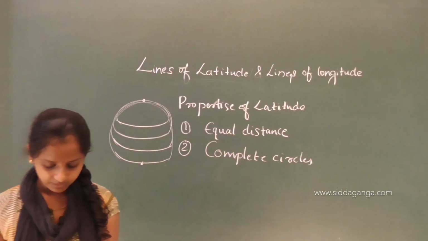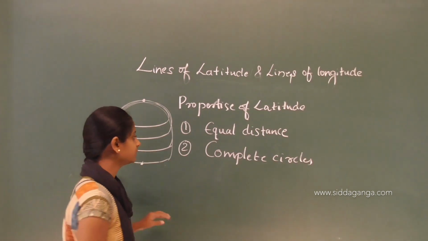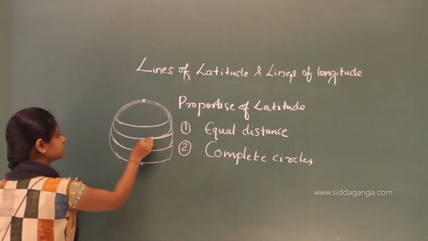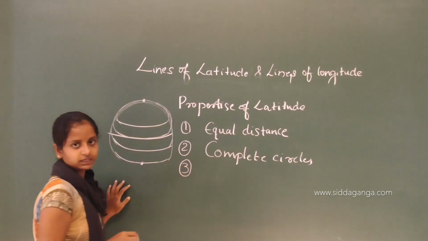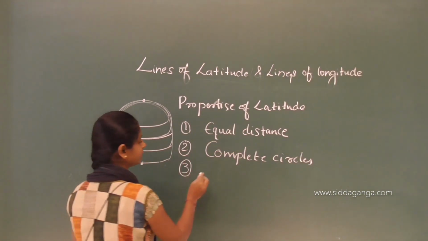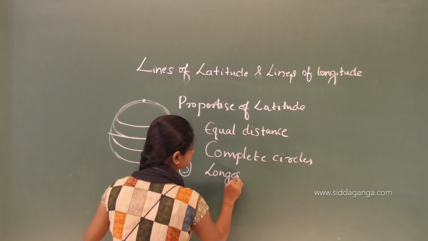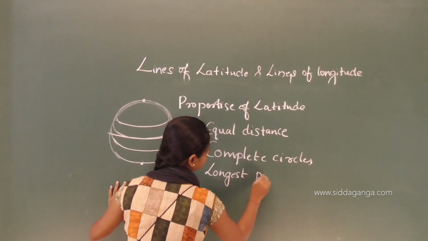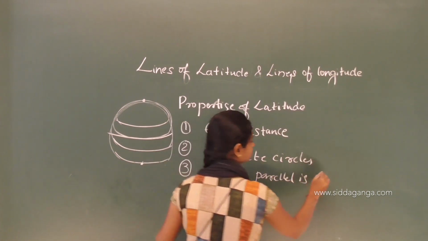Then, the longest parallel is the equator. So the longest parallel is the equator. The equator is also a parallel because it is drawn like this. So the equator is the longest parallel.